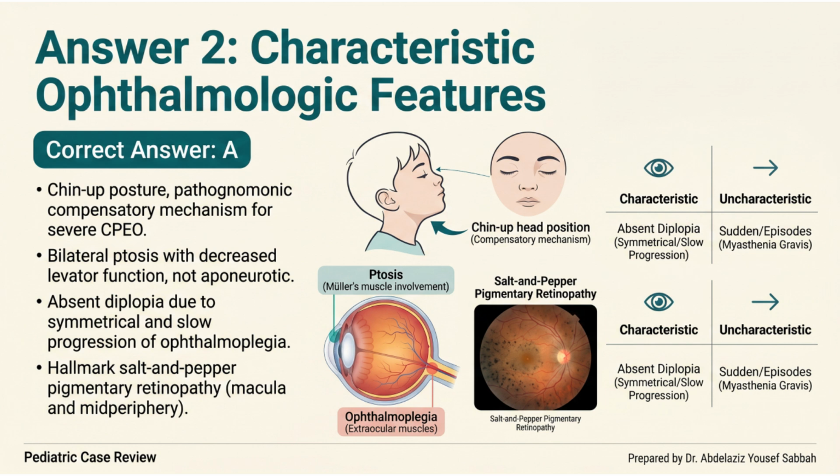Note that the slide labels the correct answer as A, while the body text describes the cardiac conduction block. The truly characteristic ophthalmologic feature here is the compensatory head posture. Patients adopt a chin-up head position, which is a compensatory mechanism for severe ophthalmoplegia and eyelid drooping. The eyelid drooping is bilateral, with reduced levator muscle function, and it is not aponeurotic in origin. Importantly, double vision is typically absent because the eye muscle weakness is symmetrical and slowly progressive. This contrasts with myasthenia gravis, where symptoms are sudden, fluctuating, and episodic. The salt and pepper pigmentary retinopathy remains a hallmark finding.